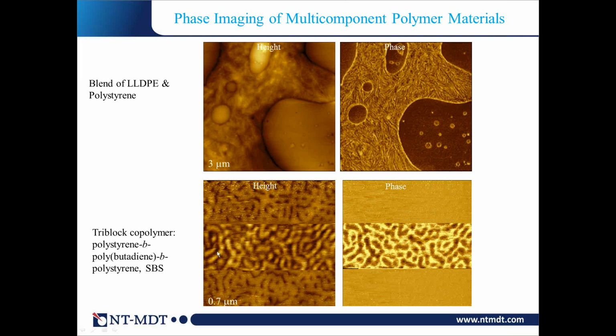And you see here that the structure doesn't reflect topography at all. Again, it's a mixture of topography and local mechanical characteristics, because phase now shows amazingly high contrast between the different components and the polystyrene blocks. Most likely the darker one is the stiffer component, compared to polypropylene.